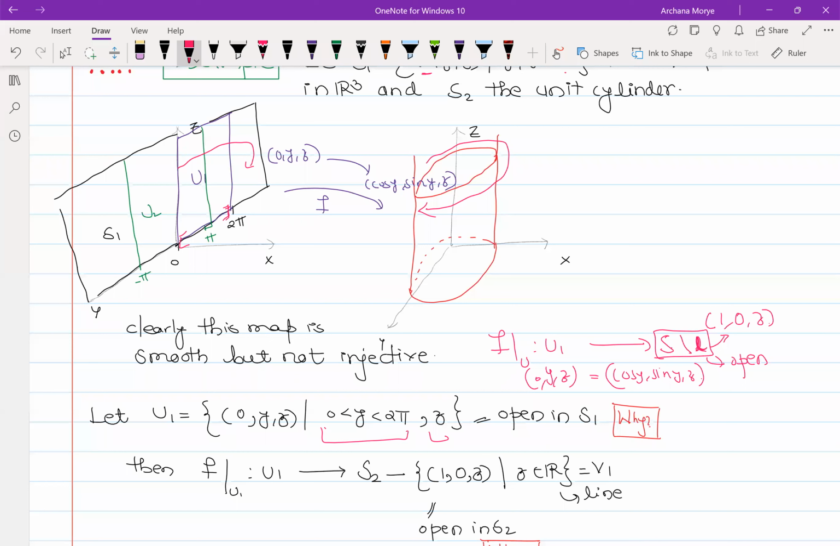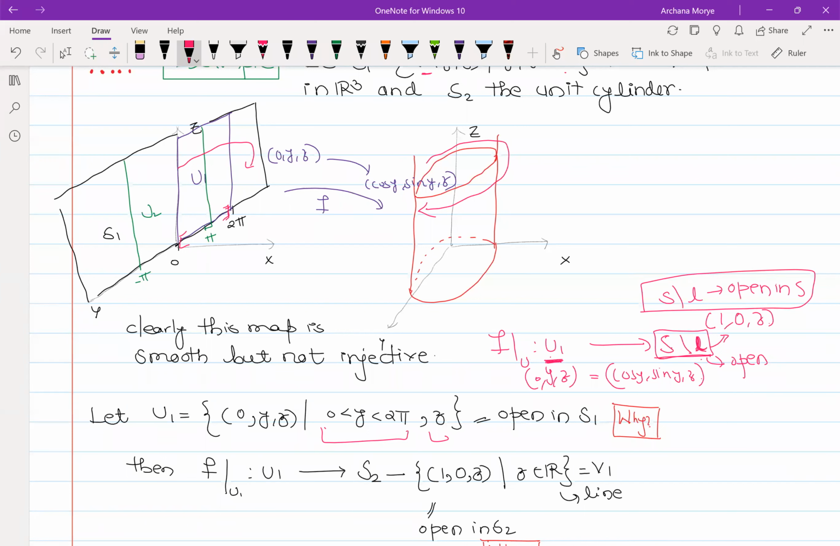See, what does local diffeomorphism mean? You should restrict our map and it should go from an open subset to another open subset. So this is open inside U1. Is this open inside the cylinder? S minus L, is it open? Yes, right, because L is closed.